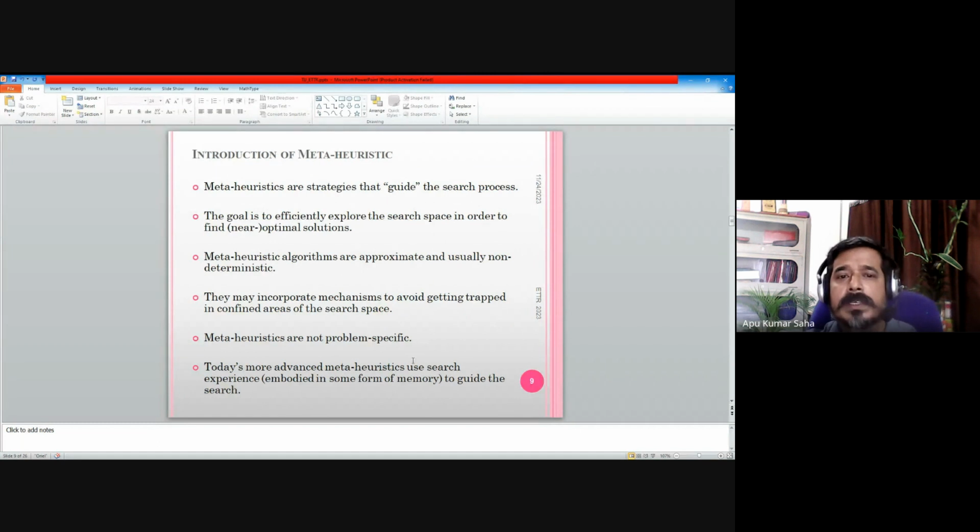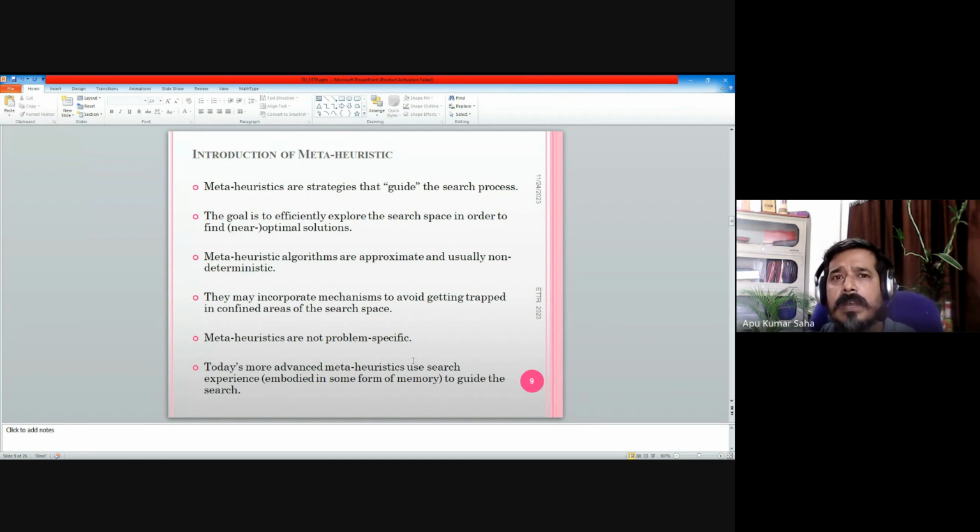How does metaheuristic work? Metaheuristics are strategies that guide the search process. We said heuristic means to search. So in metaheuristic we are finding the solution by searching, and different methods will guide that search, how you will search the entire space. In metaheuristic, your goal is to find a near optimal solution. In a complicated problem, you may not always find the exact solution, but you can find a near optimal solution. Metaheuristic algorithms are approximate and usually non-deterministic. They may incorporate mechanisms to avoid getting trapped in confined areas of the search space.